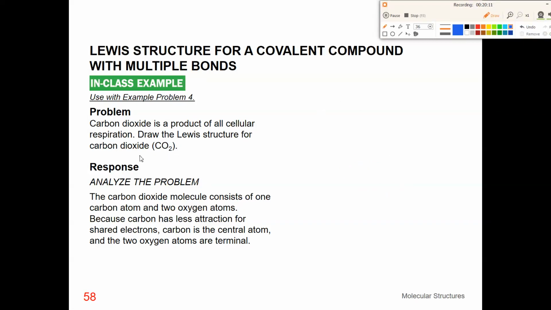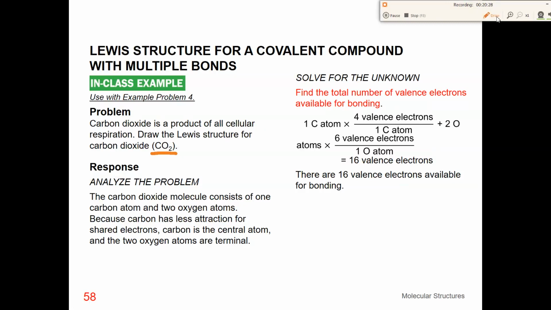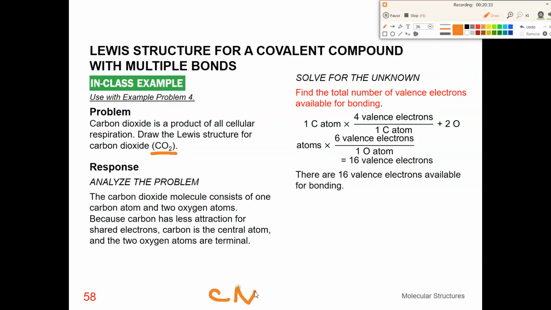Here's another example. Try to figure out carbon dioxide, CO2. First thing you need to do is figure out which one is central and which is terminal. Carbon is to the left of oxygen, and the electronegativity of carbon is smaller than oxygen, so carbon is the central atom. So the oxygen is terminal.